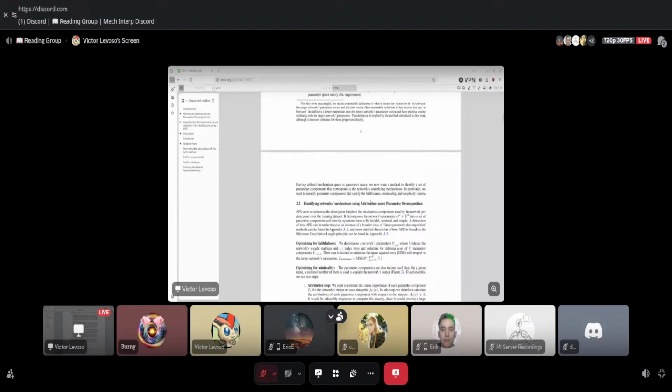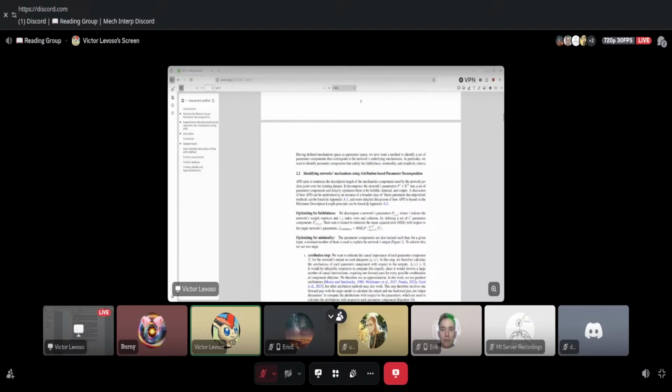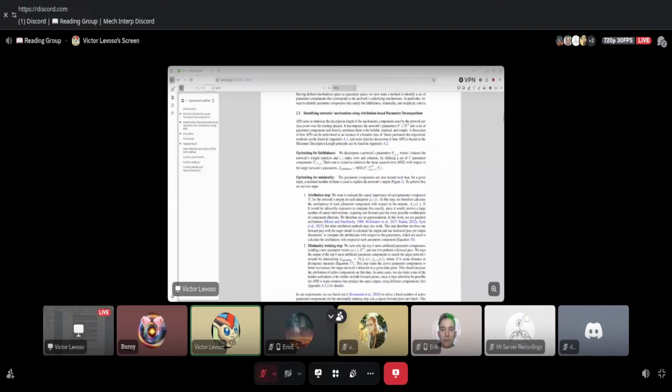Okay. Anyway, going to how the method works. So they have this APD, they want to decompose it in vectors, and so they optimize for faithfulness. So they decompose the network parameters into parameters.